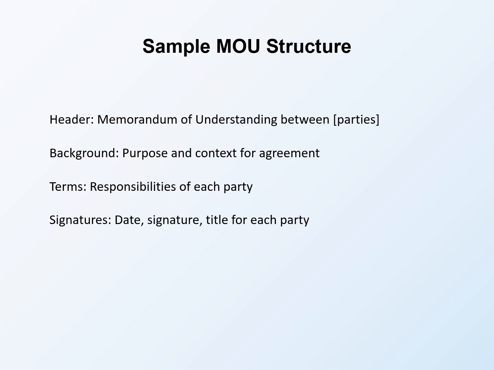Terms detail responsibilities of each party. This is typically the longest section. Organize by party, listing what each will do. Be specific about commitments, timelines, and deliverables. Include duration, modification, and termination provisions. Signatures include date, signature line, printed name, and title for each party. Leave space for signatures. Indicate that signing represents authority to bind the organization.